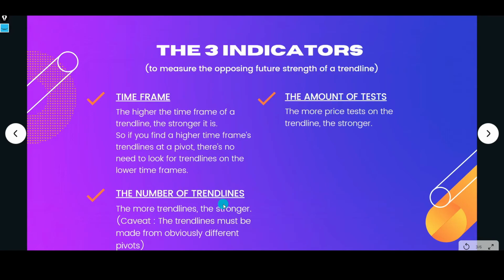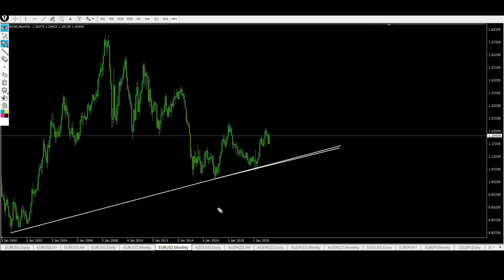The number of trend lines. The more trend lines, the stronger. The caveat is, the trend lines must be made from obviously different pivots. Like I mentioned earlier, both these trend lines are from obviously different pivots, thus we could use them to gauge the future long strength of this pivot right here. So let's go ahead and give both of these trend lines a score. We'll give this trend line right here a +5. Then we'll give this one right here a +5 also. Let's go on to number 3.